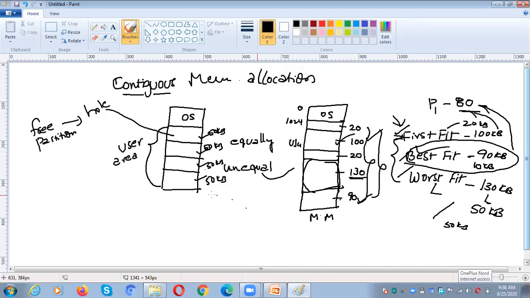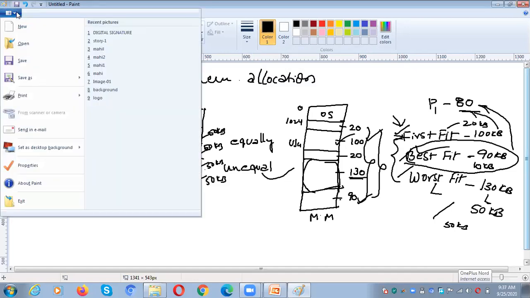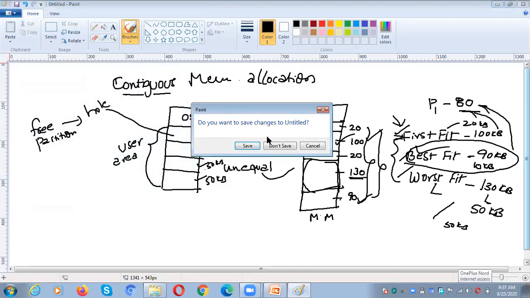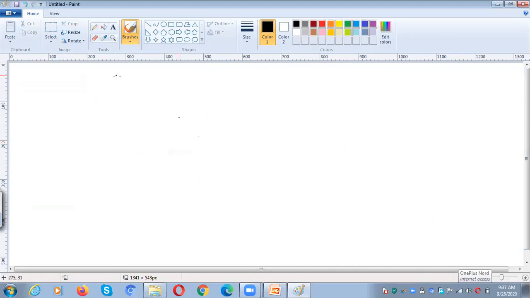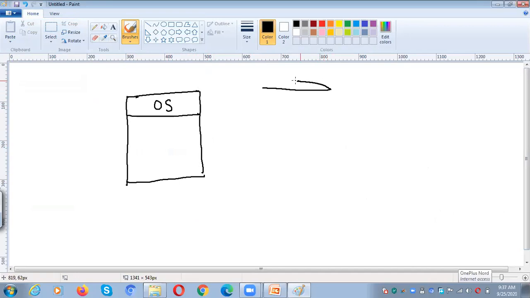And next, what is swapping? In order to run, a process needs to be in the main memory. So this is the main memory. The first part is utilized for the operating system and the remaining part is the user area. And then this is called the backing store. Backing store means secondary memory. So this is the secondary memory and this is the main memory, right?